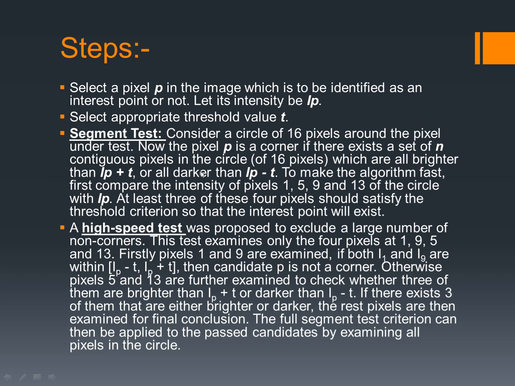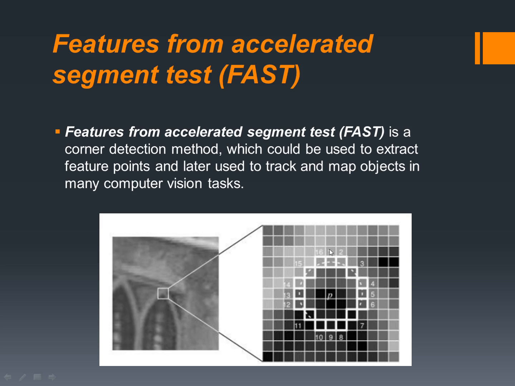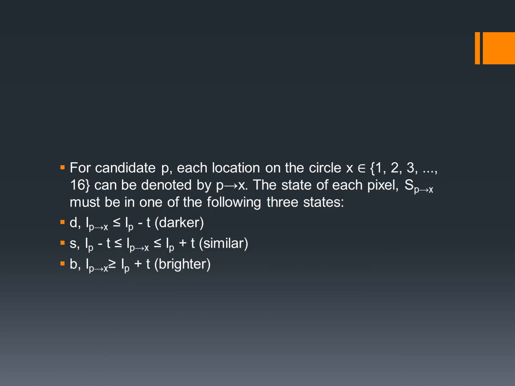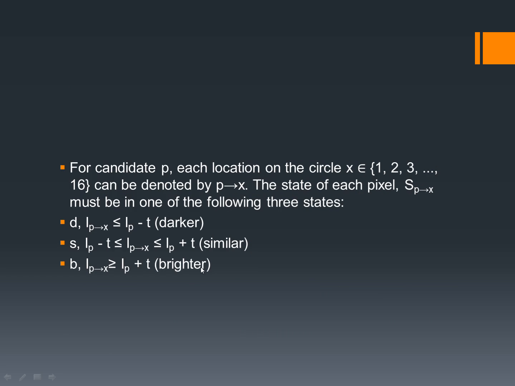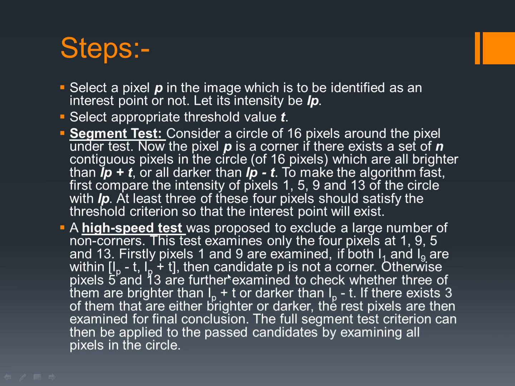But do we need to check each and every pixel every time? For that, a high speed test is done first. It checks only pixels 1, 5, 9 and 13. Only these 4 are compared. The first one and the ninth one are compared first. When I1 and I9 are compared and they lie within the range, meaning they are similar, then that point is disregarded and the next pixel is considered.